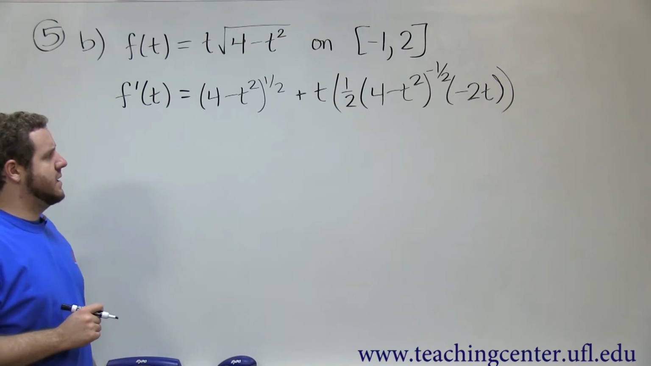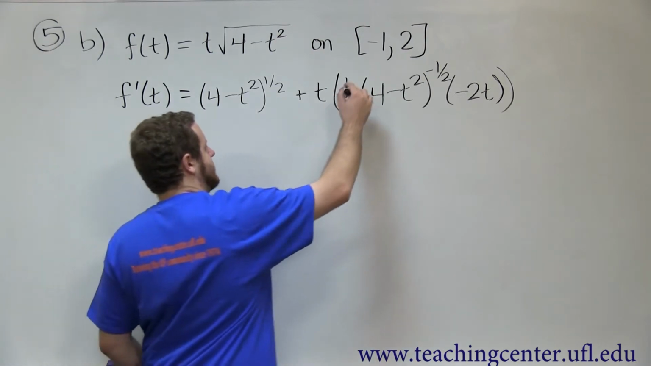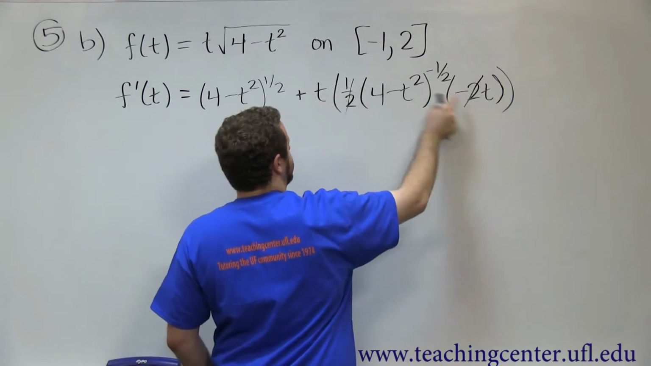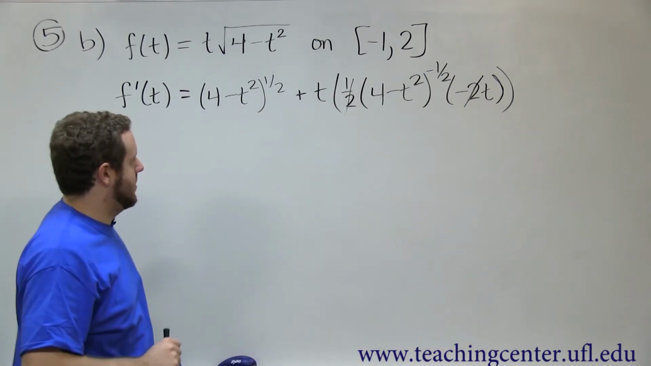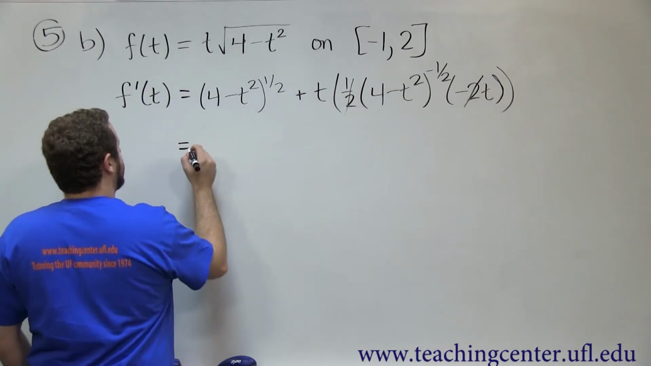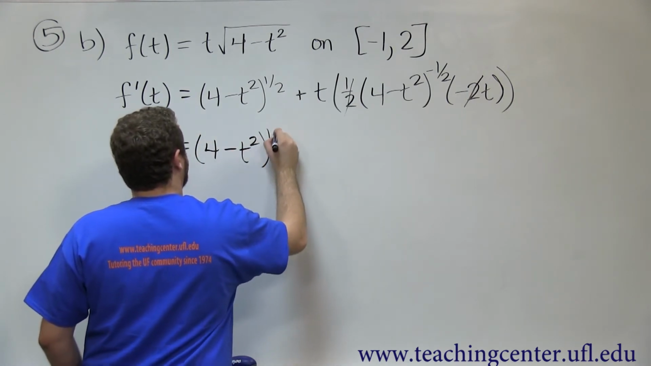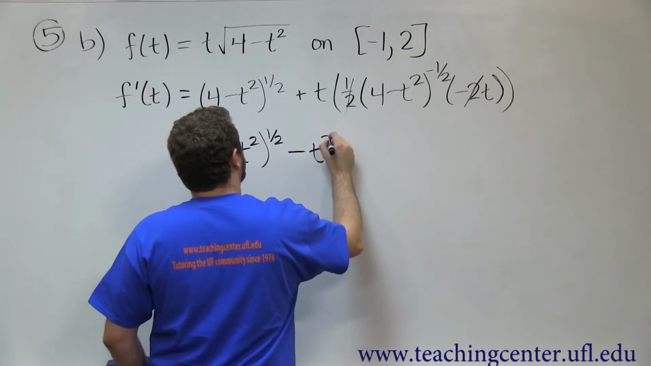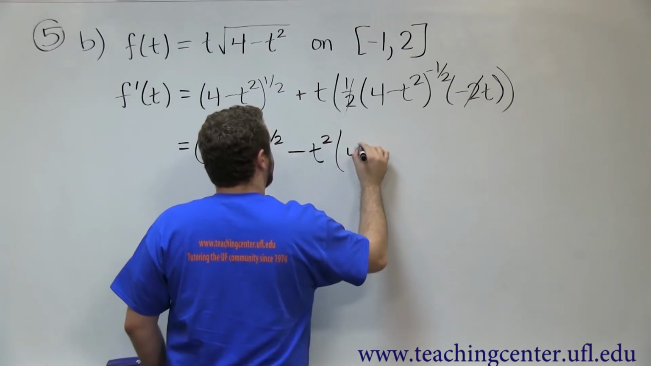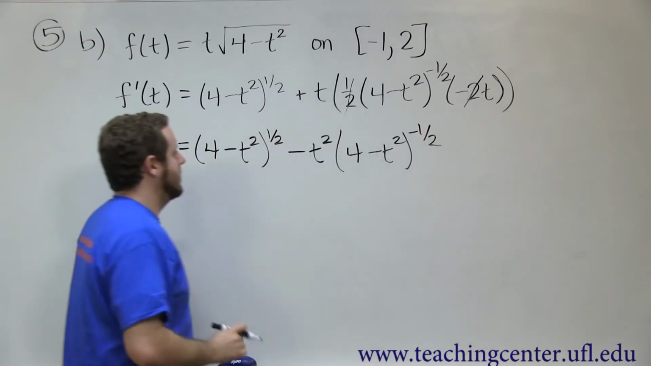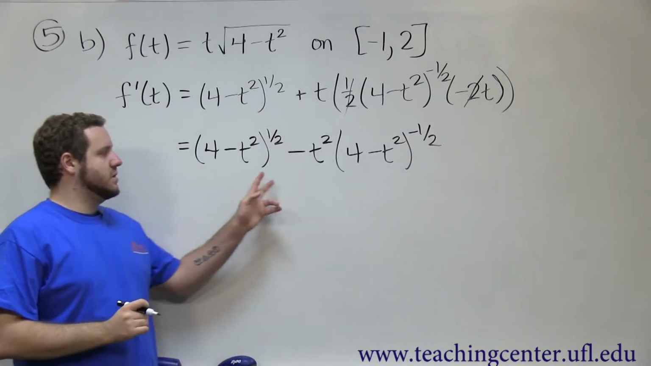So let's see what cancels out here. We get a 1/2 and a 2 that go away. T times -t will bring a -t squared to the front. So let's write that one more step before we simplify any further. So this would be minus t squared times 4 minus t squared to the -1/2. So after some simplification, this is what our derivative becomes.